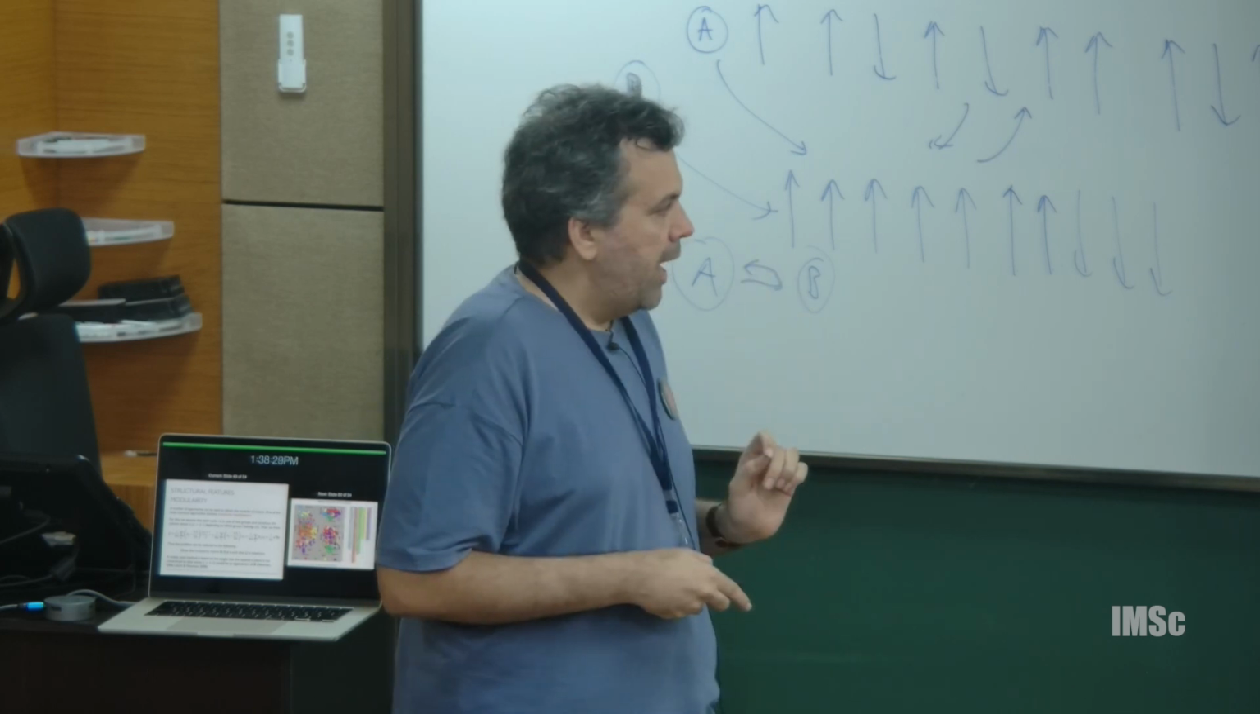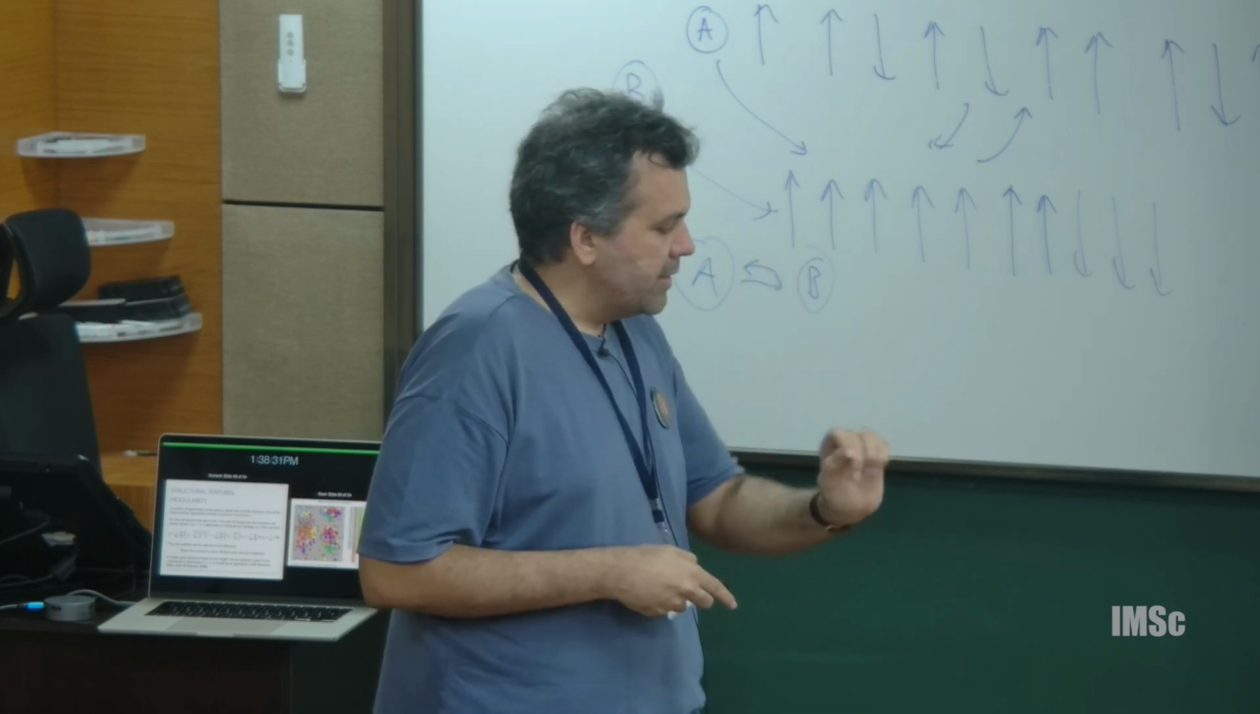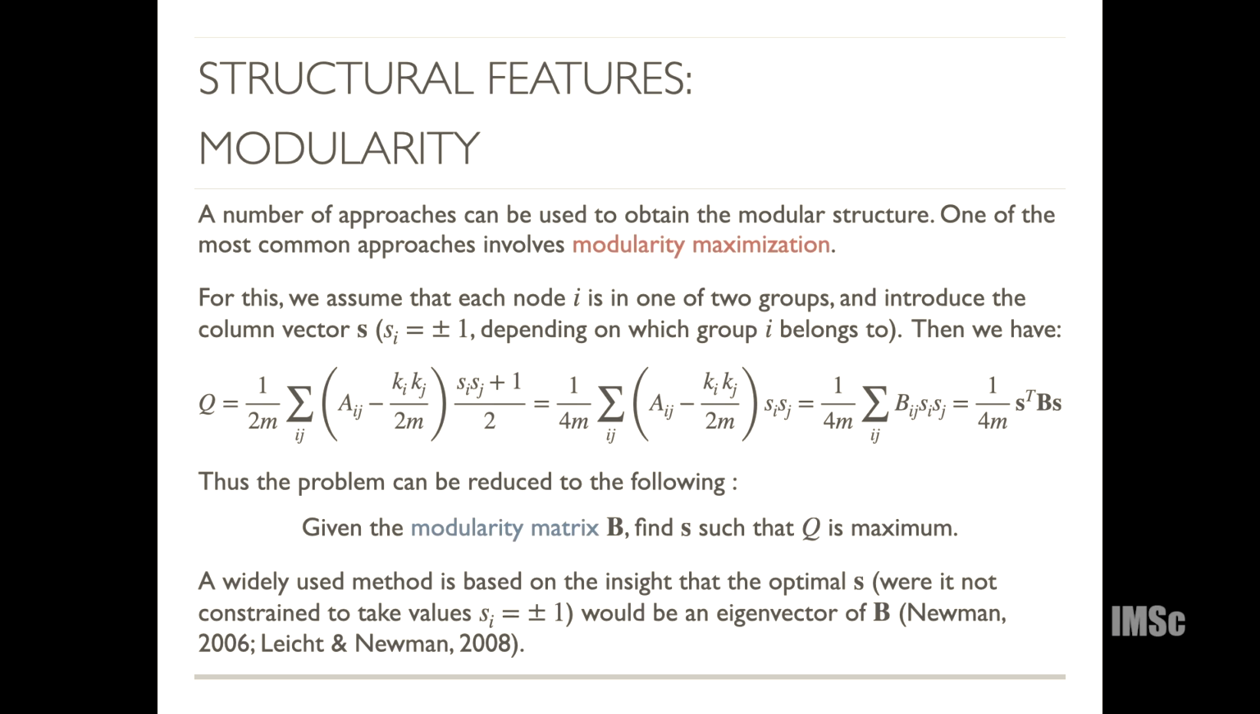So knowing B, I need to now find S such that my Q is maximum. Okay, so that's the question. How easy that question is, is a different story, but that is the question. So the question is, how do I find S such that Q is maximum?